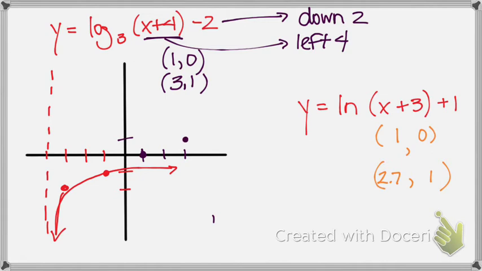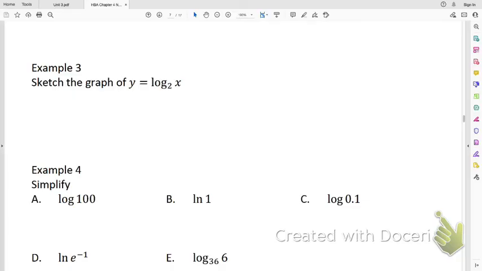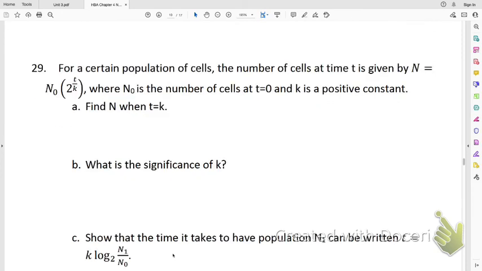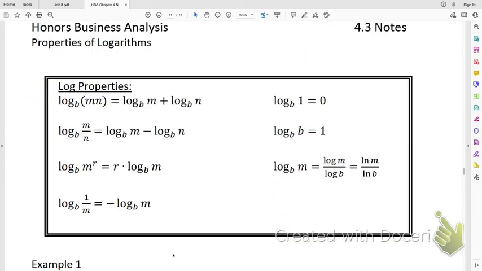Or 4.3. That's what I'm looking at. Yay. All right, 4.3 is where we like to do lots of stuff with expanding and condensing logs and all of that good stuff. And I'm going to cut homework down, so just hold until I decide what we're going to do with that.